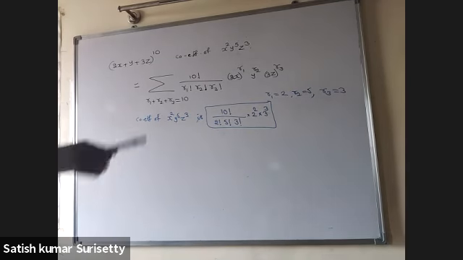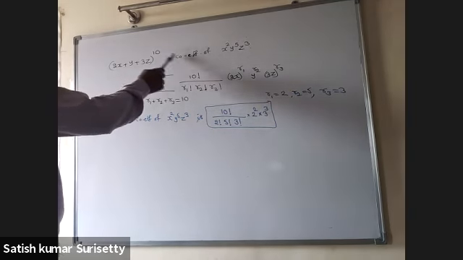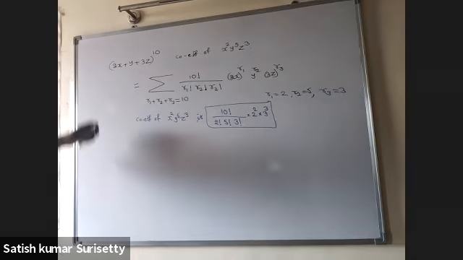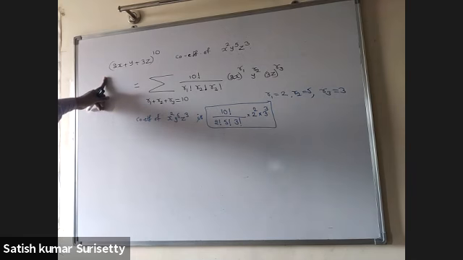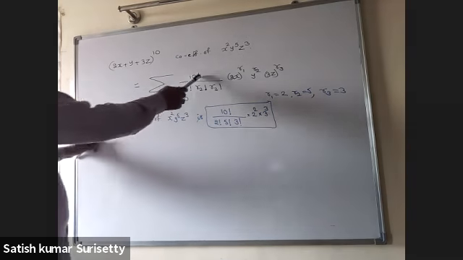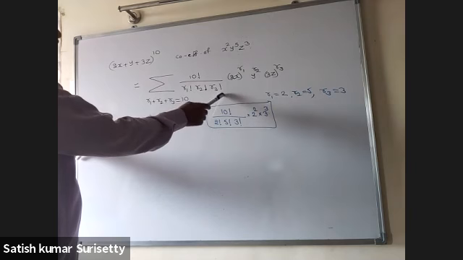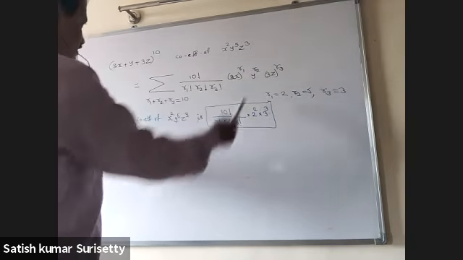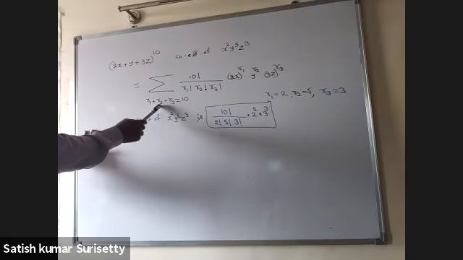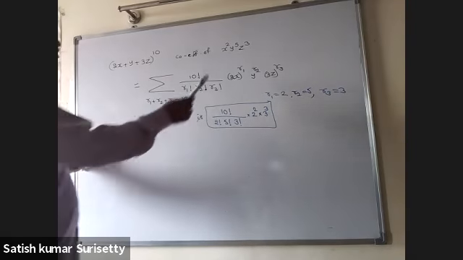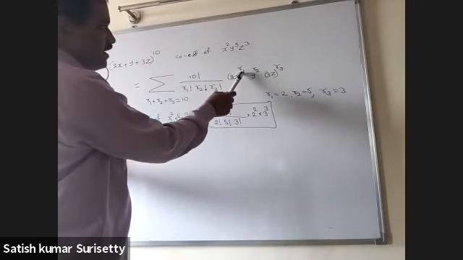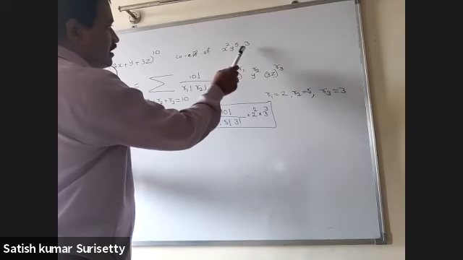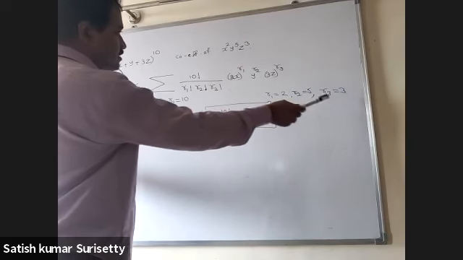Go through this: (2x plus y plus 3z) whole power 10, coefficient of x square y power 5 z cube. So the expansion is sigma 10 factorial upon r1 factorial, r2 factorial, r3 factorial, (2x) to the power of r1, y to the power of r2, (3z) to the power of r3, such that r1 plus r2 plus r3 equal to 10. Because we need x square, r1 must be 2, and y power 5 is required, so r2 must be 5, and z cube is required, so r3 must be equal to 3.